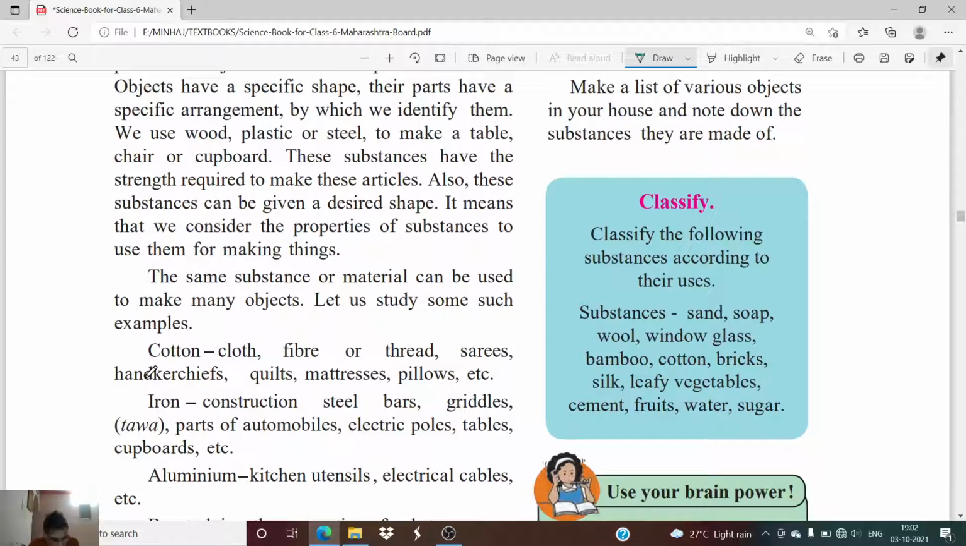It can be used to make fiber or thread. Definitely we use cotton to make saris, t-shirts, jeans, pants, everything else. Handkerchiefs are made using cotton. You can make quilts, mattresses, pillows, etc. So all these objects are made by a single material, that is cotton. One substance, one material, and different objects are made.